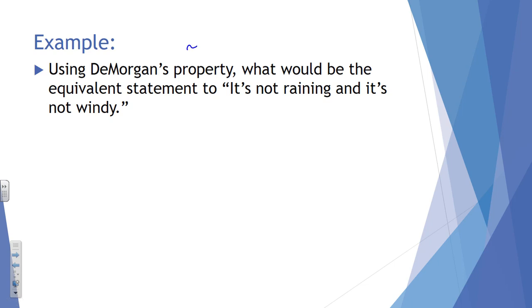Okay, assuming that we let R be the logic statement that it's raining, and W that it's windy, it's not raining and it's not windy is equivalent to saying it's not, and we could put those two together in parentheses, but we'll change from a conjunction to a disjunction. De Morgan's property says it would be equivalent to saying it's not raining or windy.